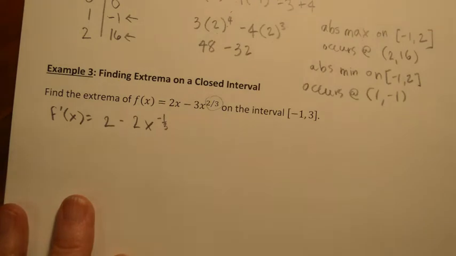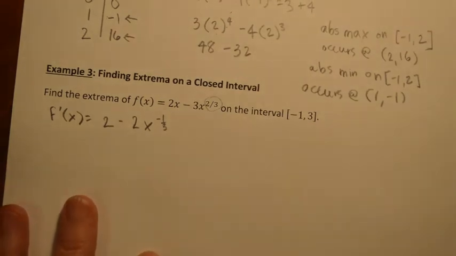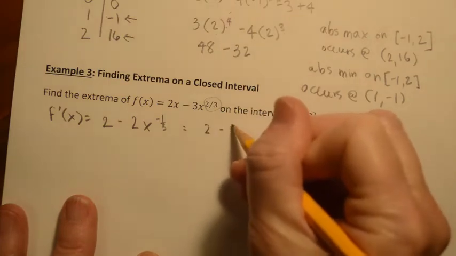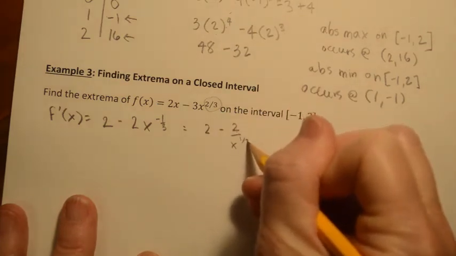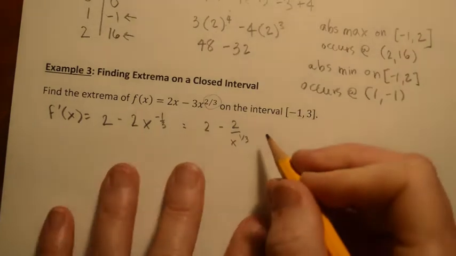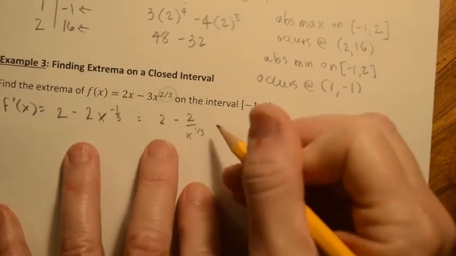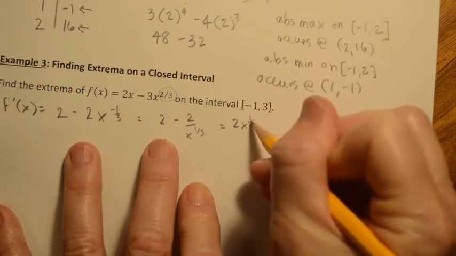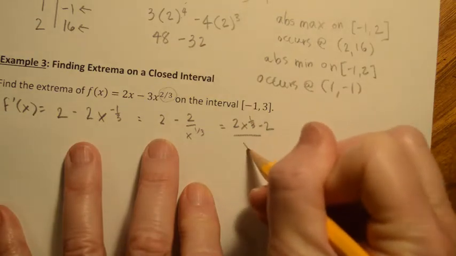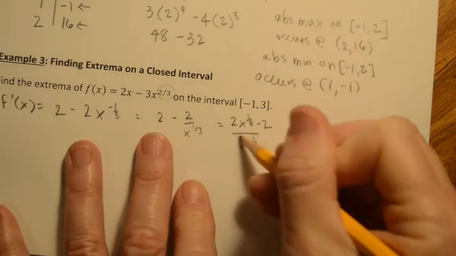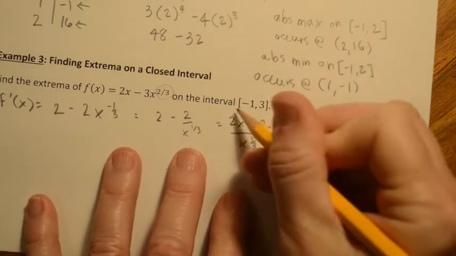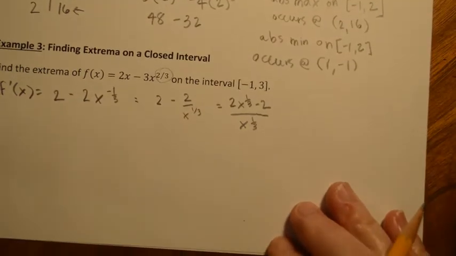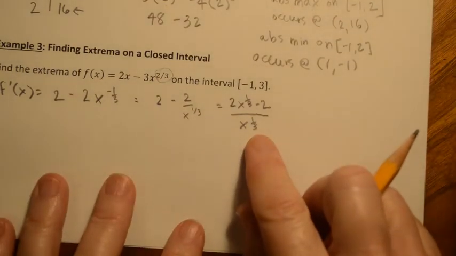And we want to find out where this is 0 or undefined. I'm going to rewrite this as 2 minus 2 over x to the 1/3. And I'm going to get a common denominator here. Sometimes that helps me. So this is going to be 2x to the 1/3 minus 2 over x to the 1/3. That way we can see the numerator and find out where that equals 0. We can see the denominator and see where that will be 0, and hence the derivative will be undefined.